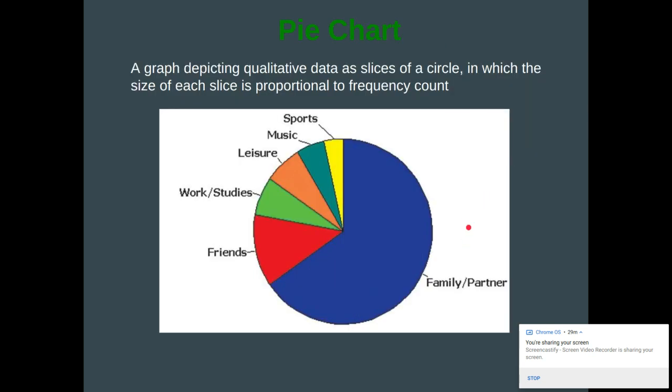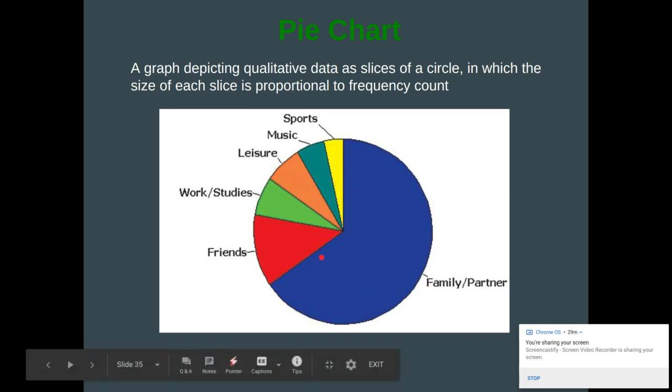So pie charts, this is what I'm talking about. When we have categorical or qualitative data, pie charts are really good to use. A lot of the time they'll also include percentages, such as what percent of respondents answered family or partner to whatever question they were asked.